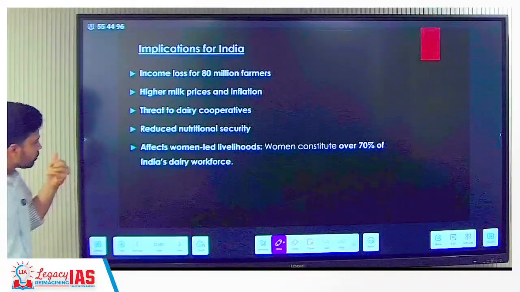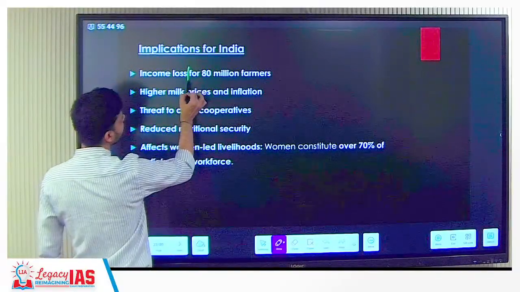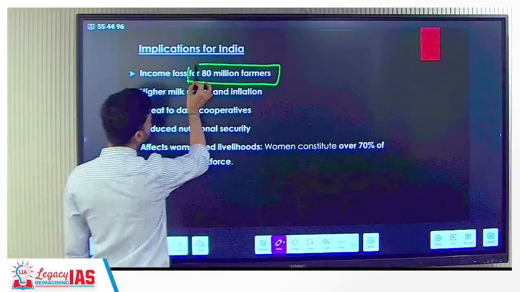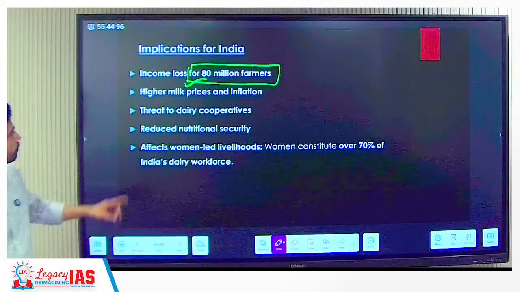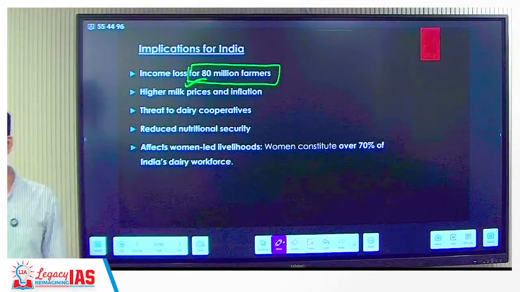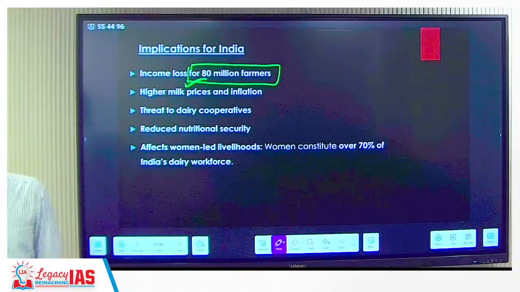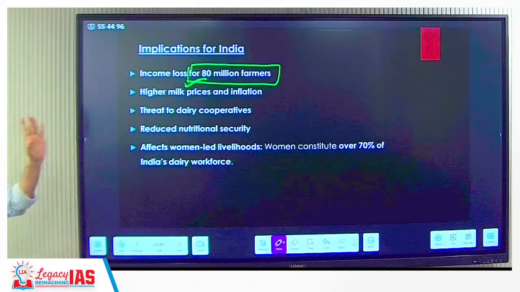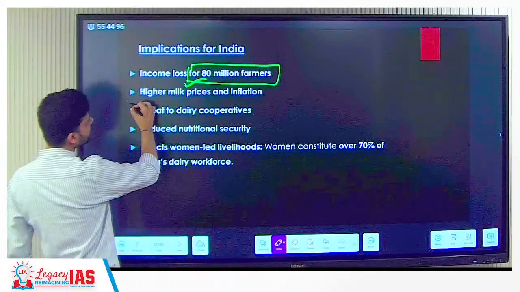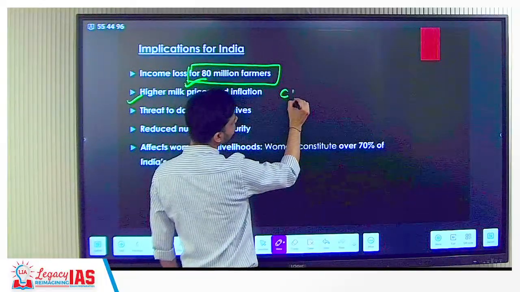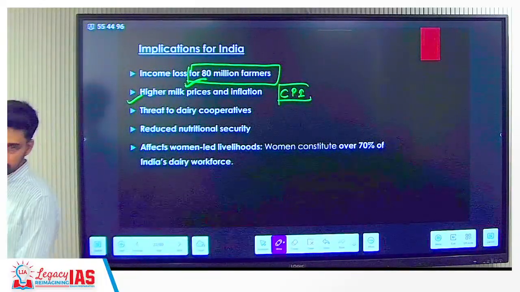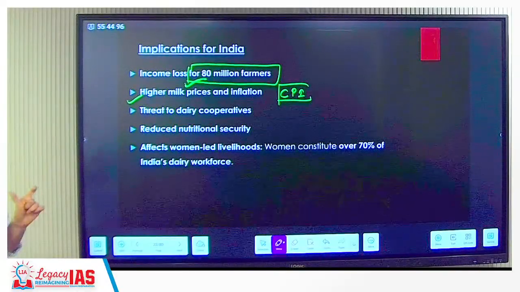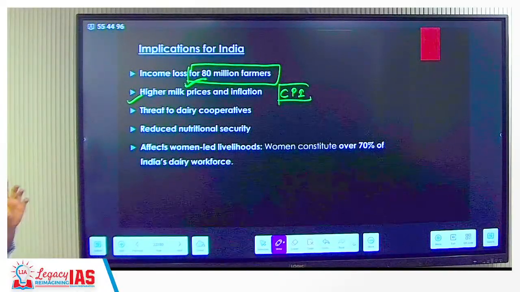What are the implications of this entire thing? Based on current data from the Ministry of Agriculture, almost 80 million farmers directly depend upon the dairy sector for their income. So any decline of productivity in the dairy sector is going to influence their income. Apart from that, when you talk about CPI, what is CPI? Consumer Price Index. Its changes give you an idea about inflation, food inflation.